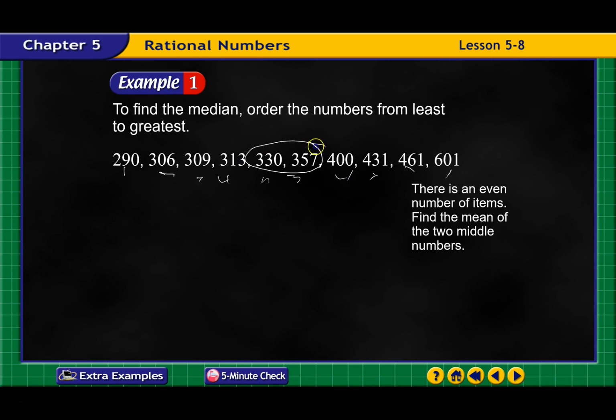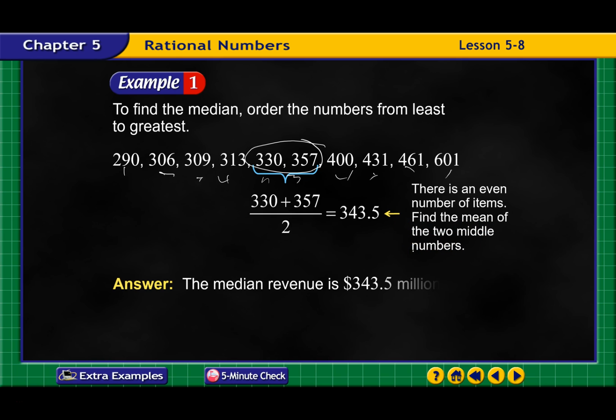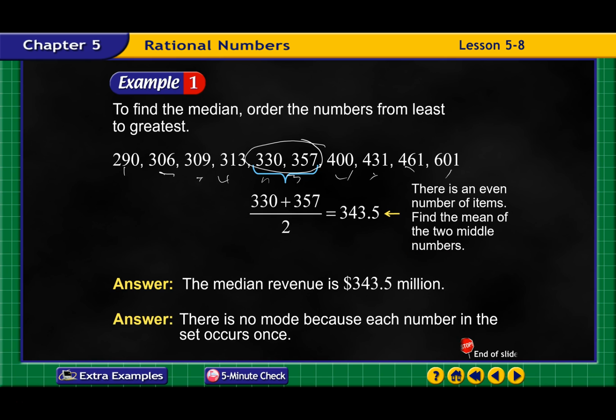Okay, so this is going to answer our question: what happens if there's an even number to find the median? The book wants us to add them together and divide by 2. So if there's an even number of items, find the mean of the two middle numbers. So the median revenue is $343.5 million. There is no mode because no number happens more than once.